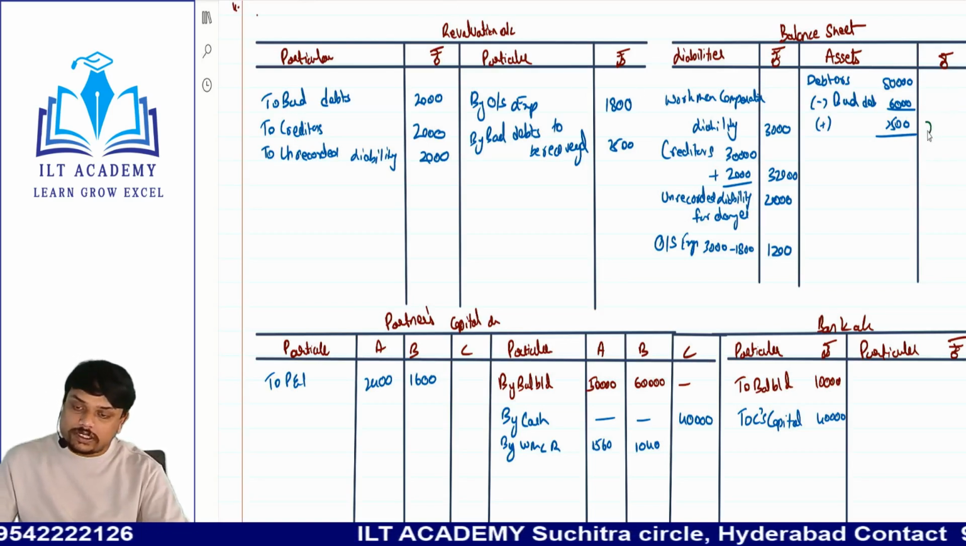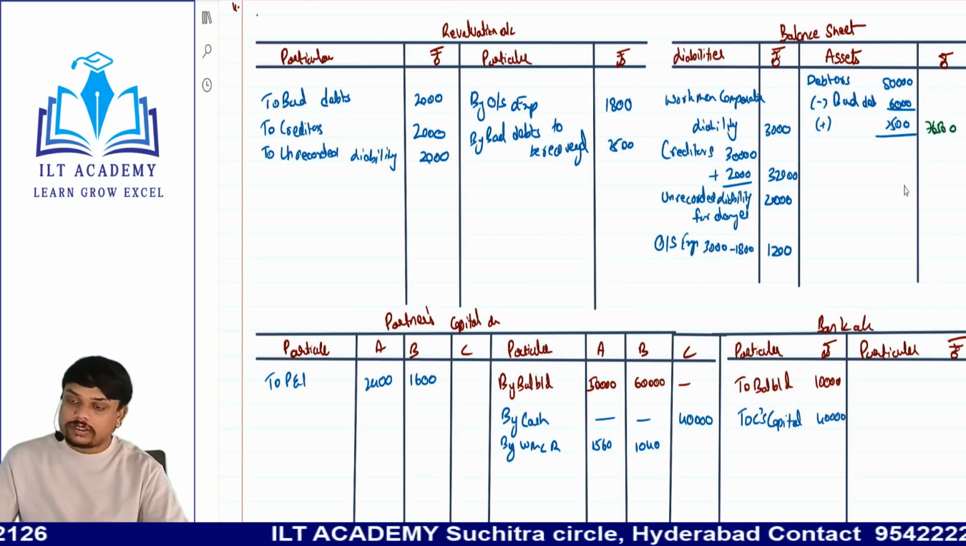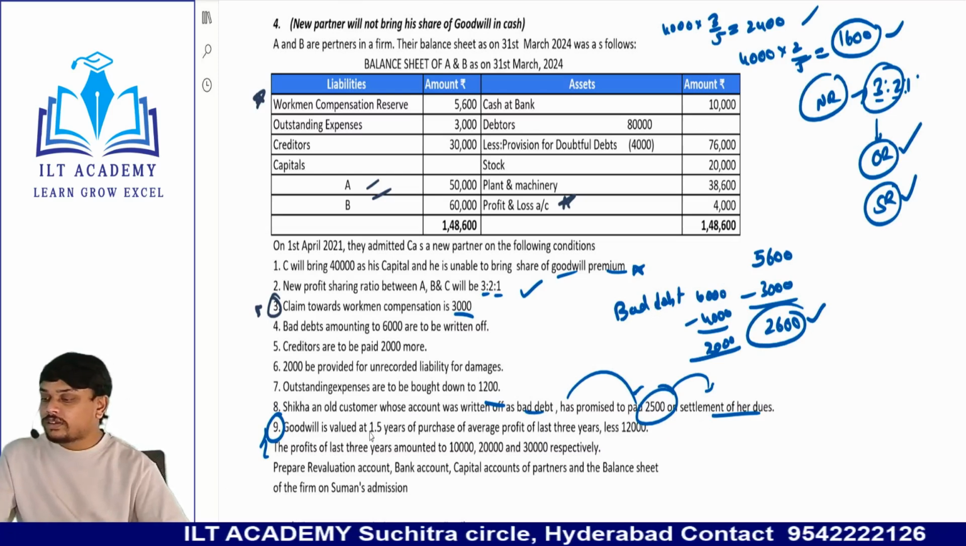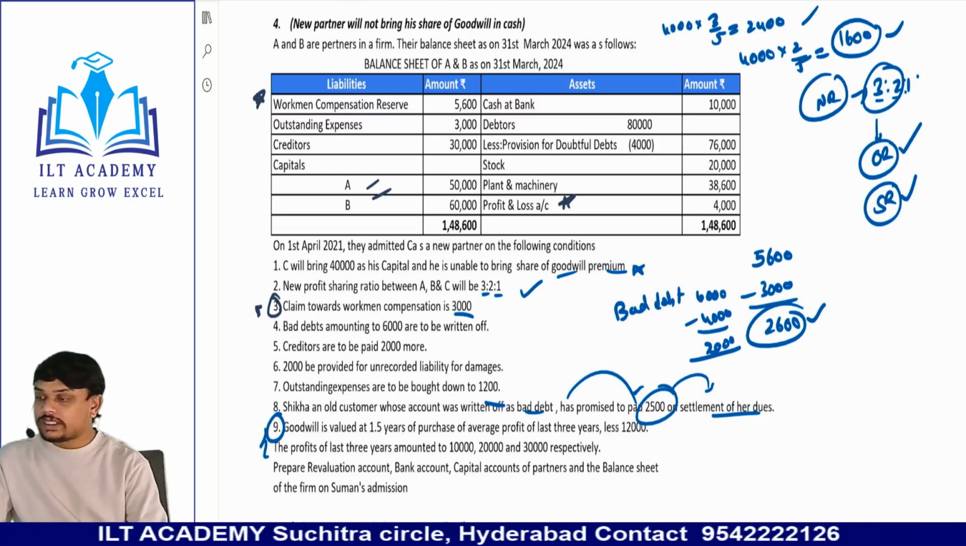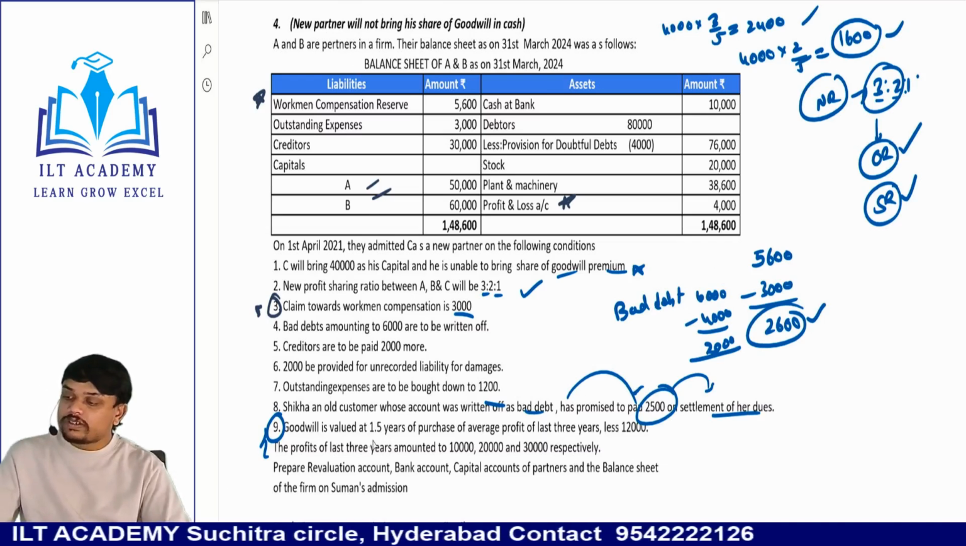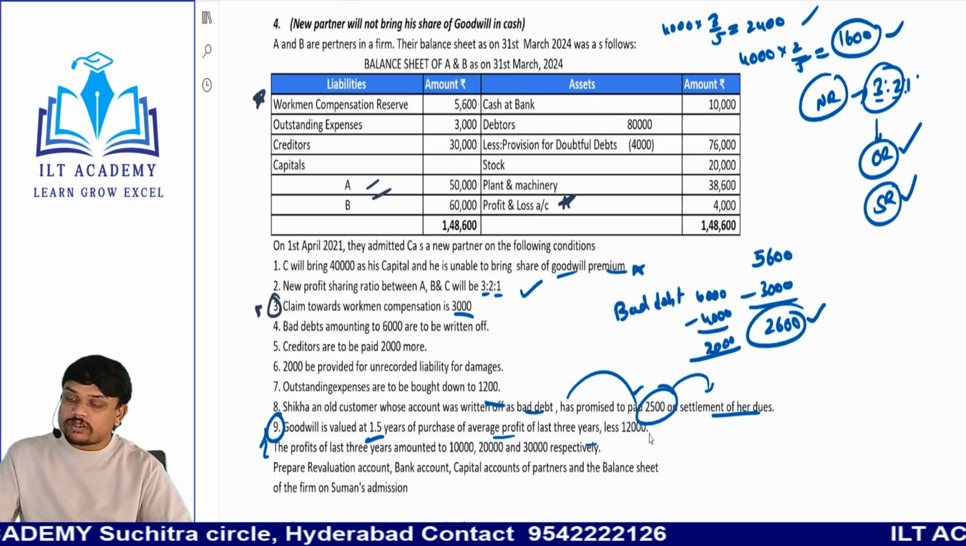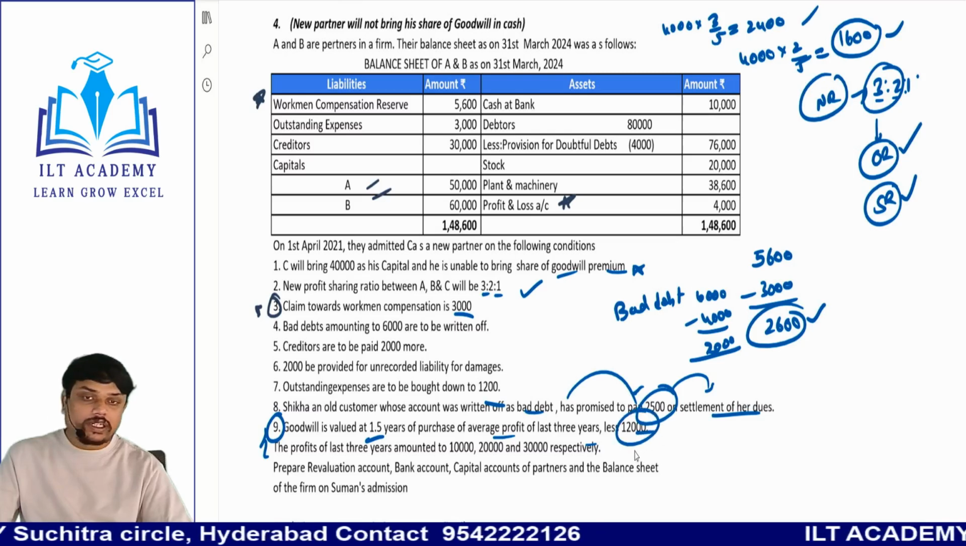This will become 500. Now let us understand. Goodwill is valued on 1.5 years purchase of average profits of last 3 years less 12,000.